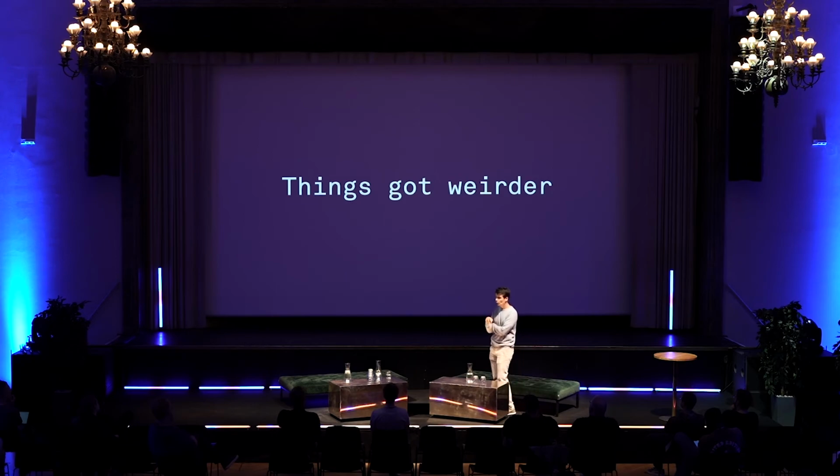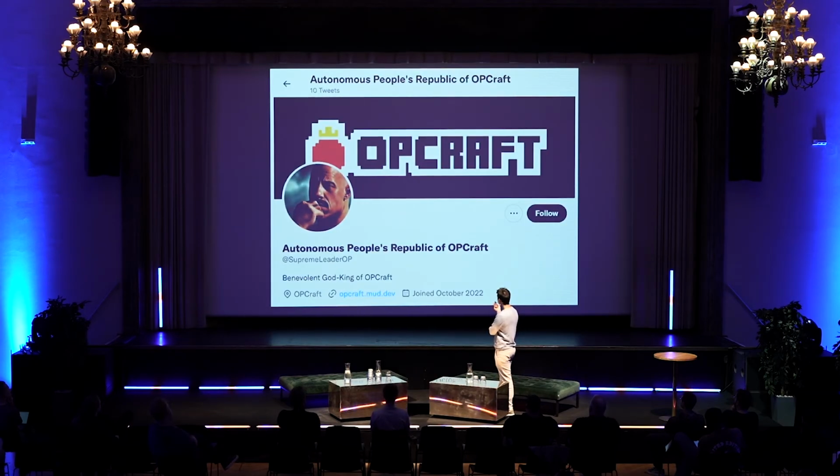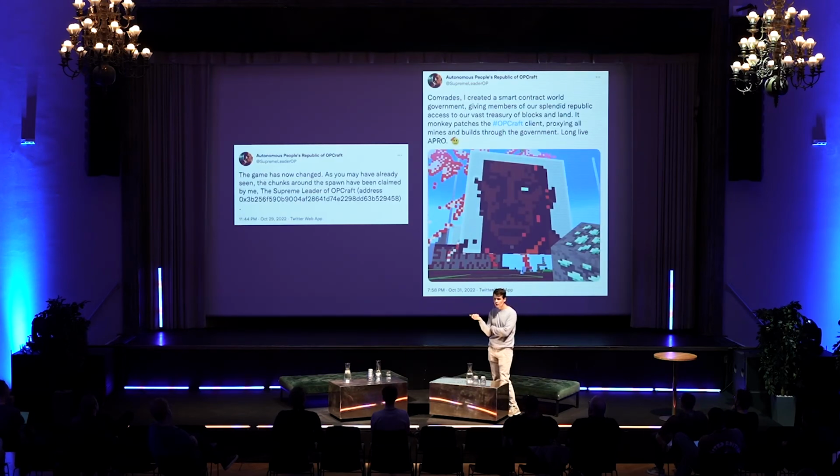But then things got super weird. Supreme Leader OP appeared on Twitter, the benevolent god king of OPCraft. What Supreme Leader OP did is they mined 300,000 diamonds. We have no idea how. They probably botted it. And then they claimed every single piece of land around the chunk.